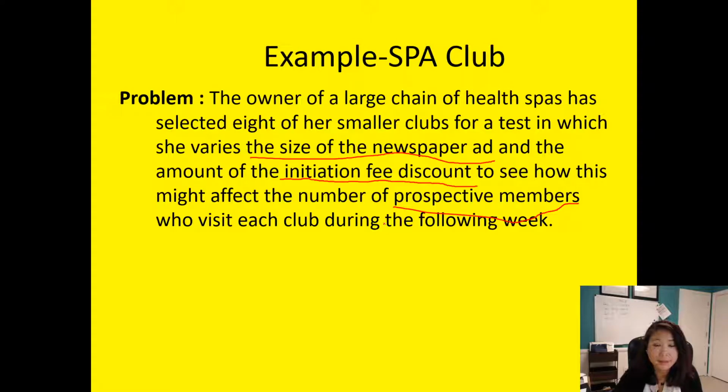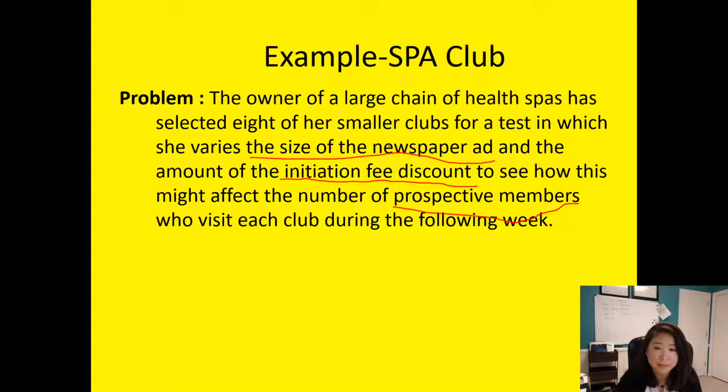Keep in mind, the y variable is called the predicted variable. You're using the x variables to predict the y. For the owner, they care about how many new members they can generate by using these 2 marketing strategies. So the prospective new members will be your y variable, because that's the one the owner wants to predict after implementing these 2 marketing strategies. She doesn't need to predict the newspaper ads or the discount fee, because she's the one who decides these 2 variable values.